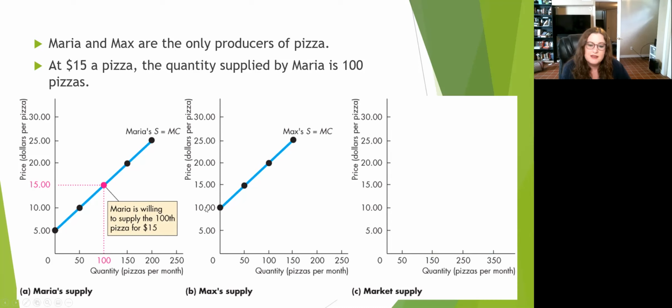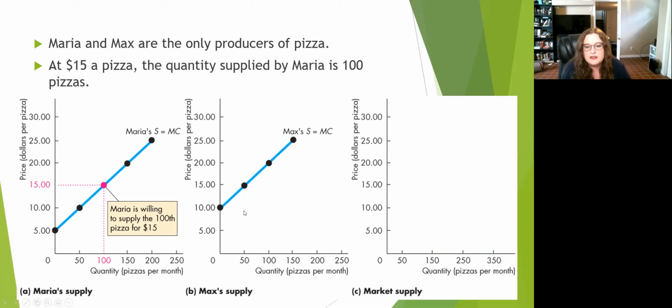Now let's talk about Max. Let's say that Max uses a different type of dough. Maybe it's a little bit more expensive. Maybe he has some tomatoes flown in from around the world, so it's more expensive. Okay, so he needs $10 to start producing pizza. That's why we see that that's the intercept on our y-axis, our price axis.